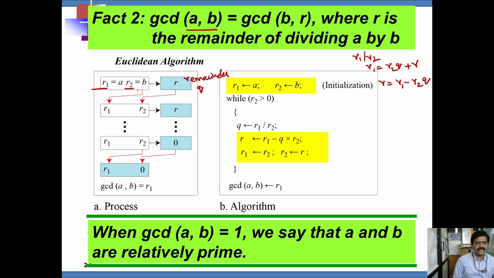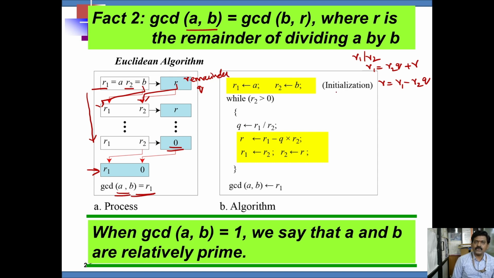Now let us see how the Euclidean algorithm process iterates. When we get the remainder, the B value gets assigned to R1, the remainder gets assigned to B, and this process continues till we get the remainder value 0. When we get the remainder value as 0, the corresponding R1 is the GCD of A, B.